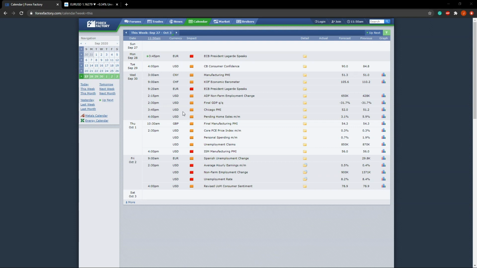Having a brief look at the economic calendar for this week, we have the European Central Bank President speaking later today. And of course, also on Wednesday, as we can see over here, that would be at 9:20. Then we have some unemployment claims on Thursday at 2:30, and manufacturing PMIs at 4 o'clock. And on Friday, we have non-farm employment changes and unemployment rates also at 2:30.